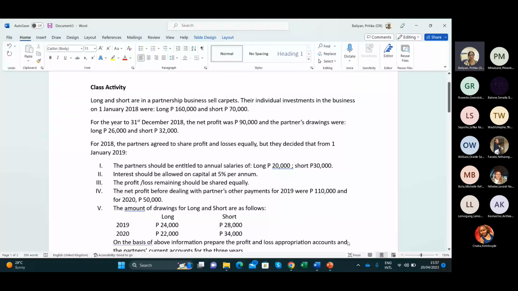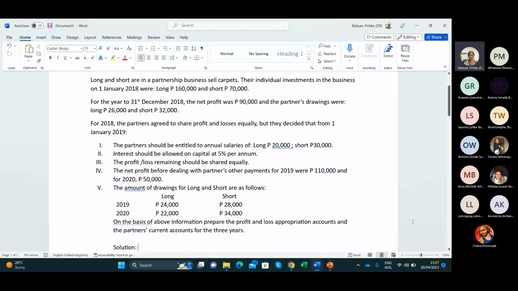Okay, today with group 1, I also did this exercise class activity. Understand the nature of current account, capital account, and the profit and loss appropriation account. Can you take a minute to go through the question?